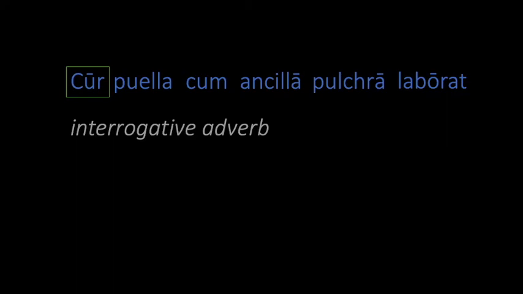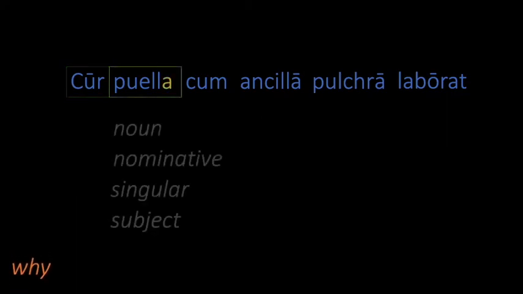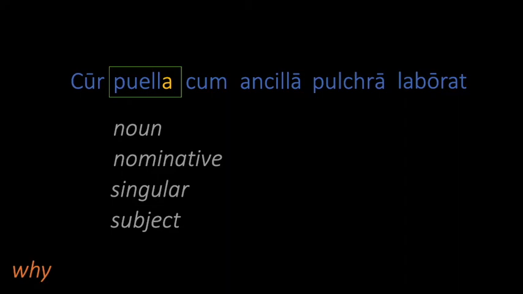So let's start with cur. This is a word that represents an unknown modifier of the verb in a question. This kind of word is called an interrogative adverb. The unknown modifier would provide the motivation for the verb, so the question cur asks is why, and that's how we'll translate it. Puella is in the nominative, so our best bet at this point is that it is the subject. It's singular, so we'll translate it as the girl.